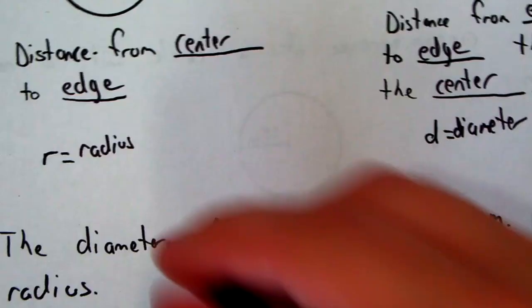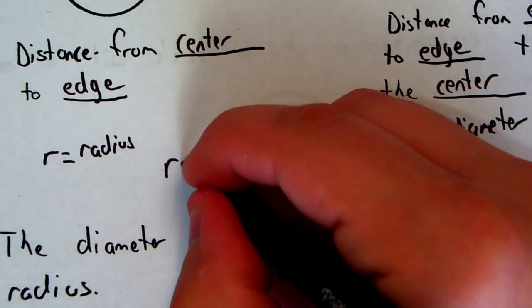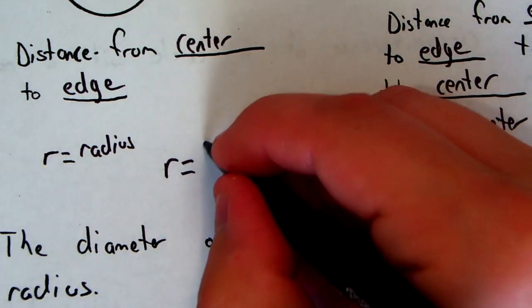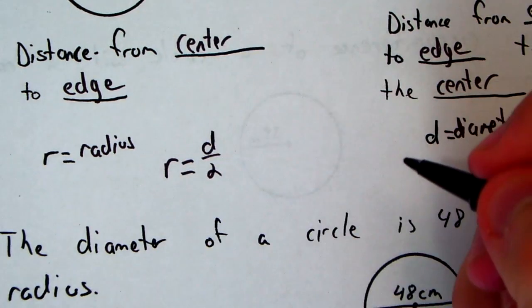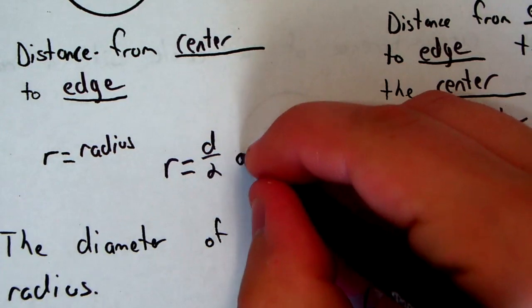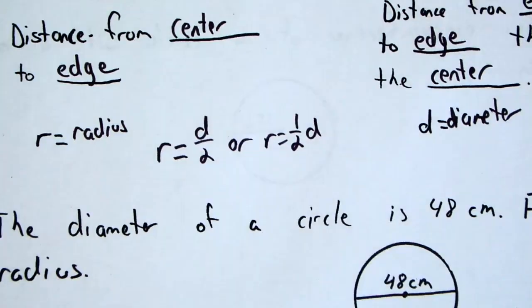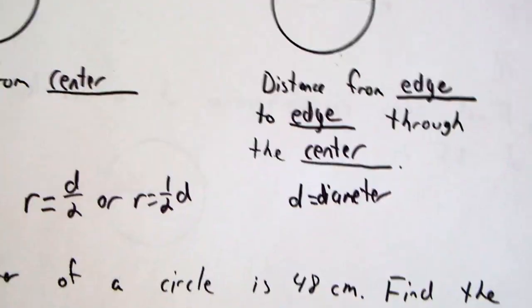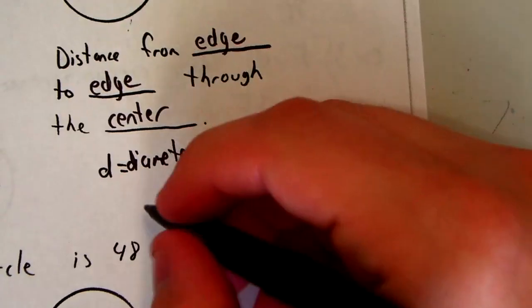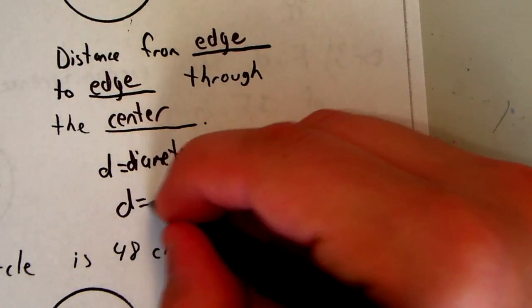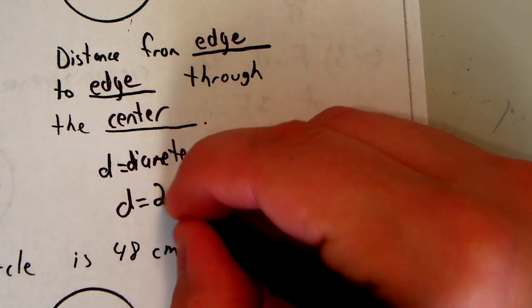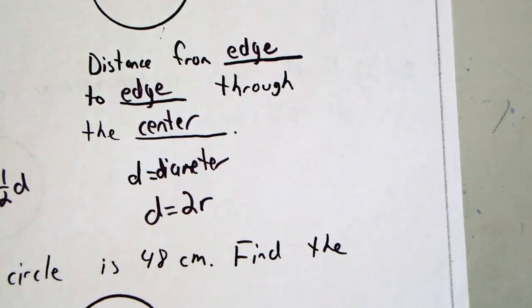So if we know the diameter, we can find the radius by simply dividing it by 2, or multiplying it by 1/2. Conversely, if we know the radius, we can find the diameter by simply multiplying it by 2.